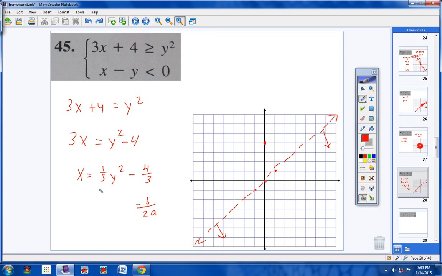So here's what I'm going to do. I have a for 1/3, I have 0 for b, and I have c for negative 4/3. Okay, so 0 for b. So I'm going to put negative 0 over 2 times a, 2 times 1/3. Now, as soon as I do that, you can easily see that I'm going to get 0. 0 divided by any number other than 0 will be 0. Now, you're used to putting values in for the x, but remember, students, everything's backwards on these problems. I mean, usually the y is by itself, and in this problem the x is by itself.